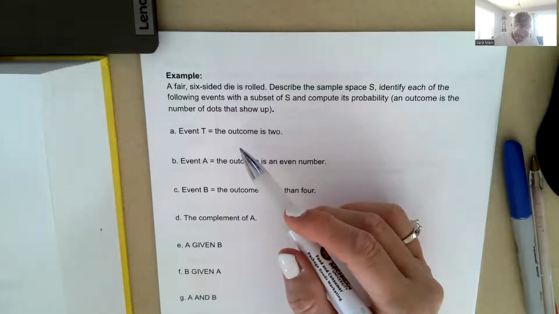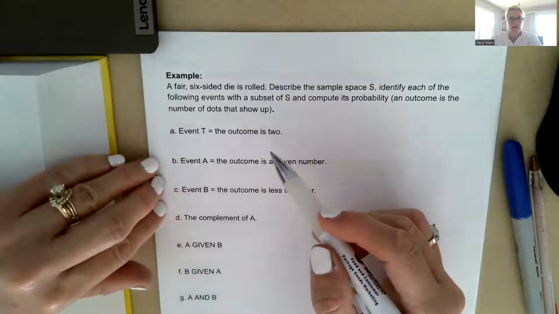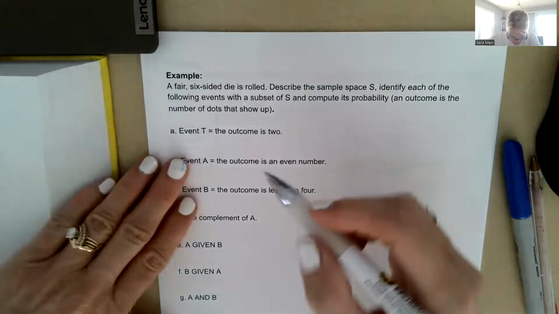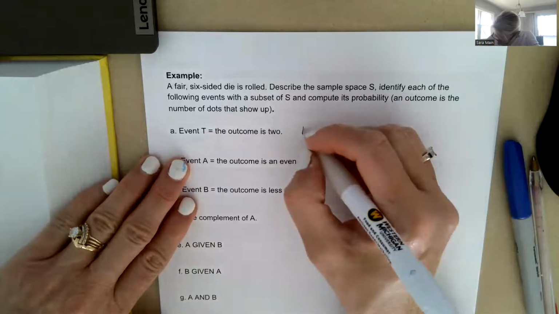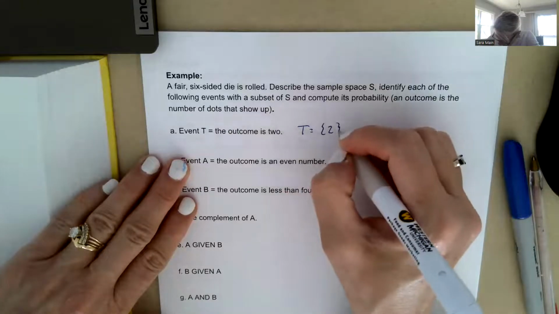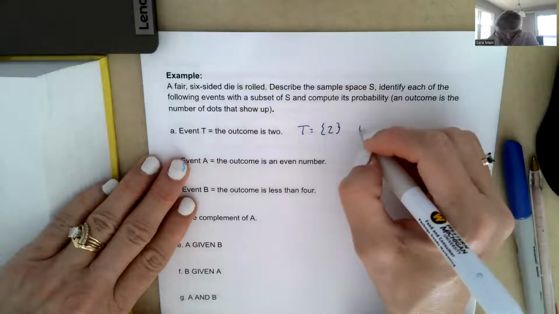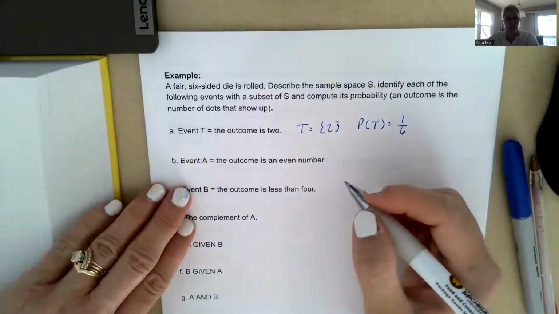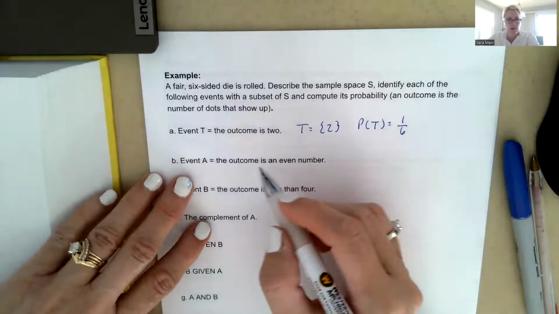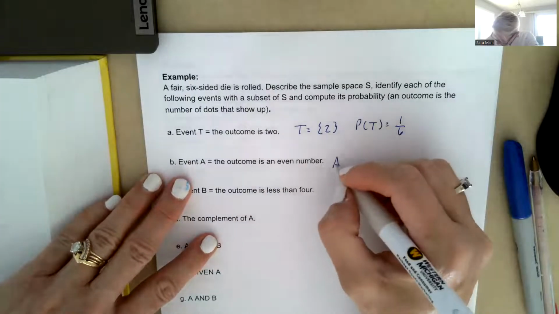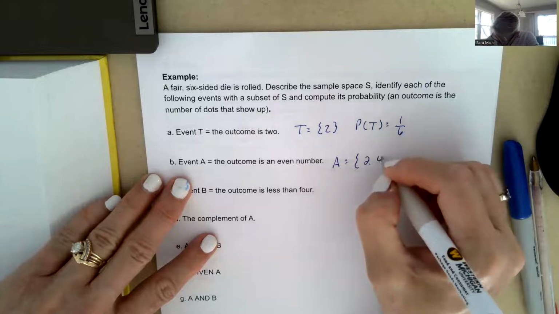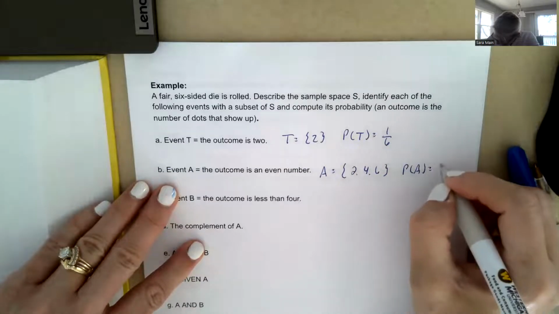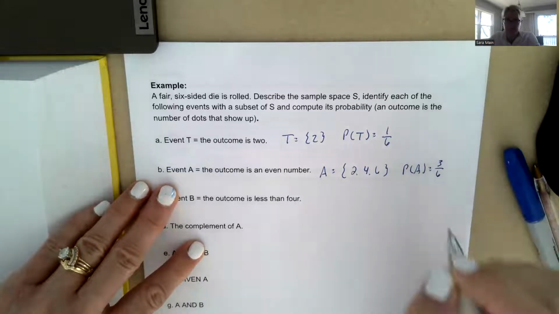Event T is, the outcome is 2. And so T is defined as a 2, and the probability of T is 1 out of 6. Event A is the outcome is an even number. So A would be a 2, a 4, or a 6, and the probability of A would be 3 out of the 6 sides.